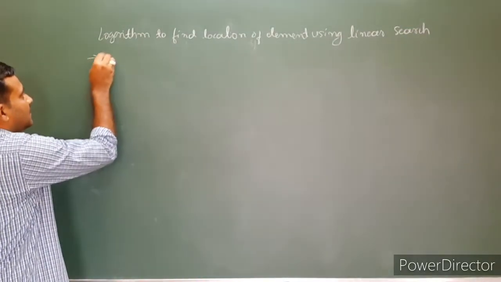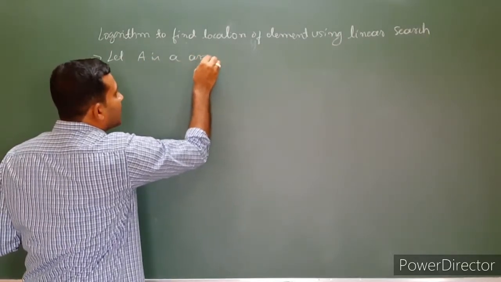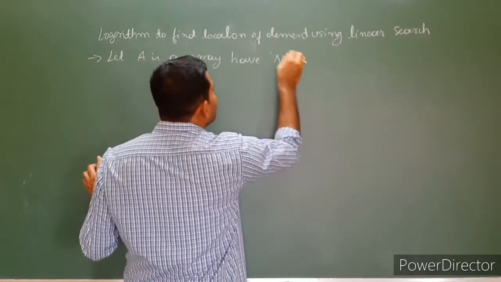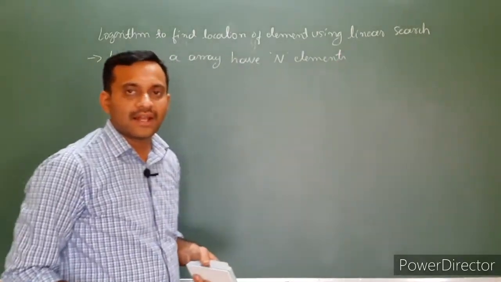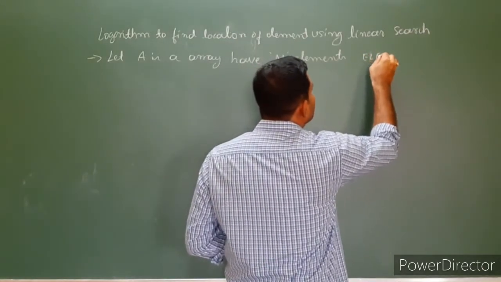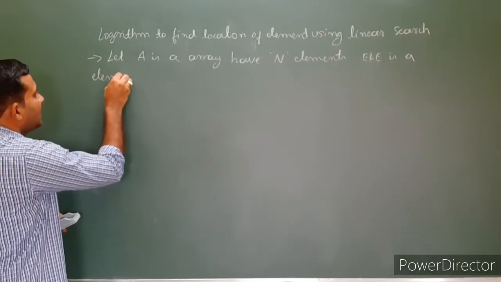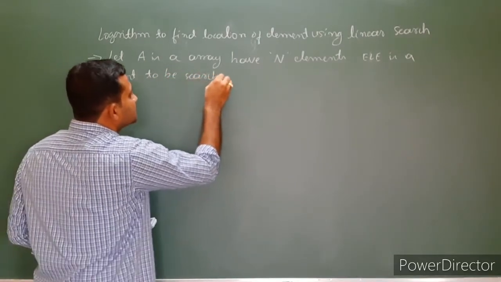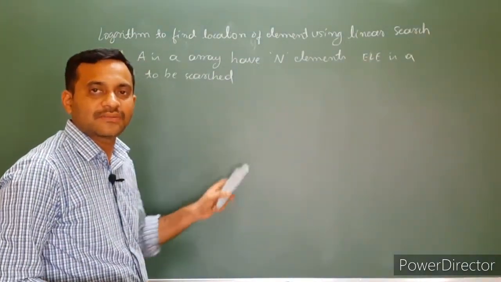For that, let A be an array having n elements. ELE is the element to be searched. Element to be searched means we have to return the location of that element.